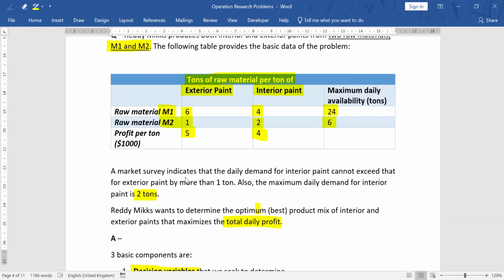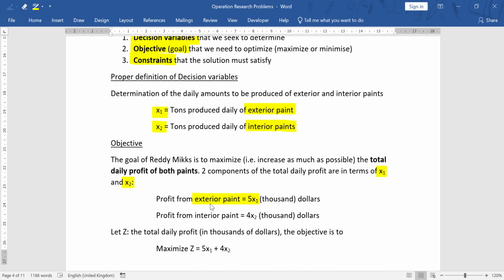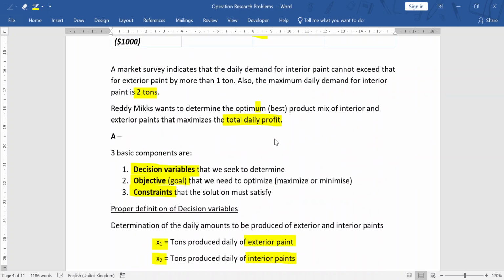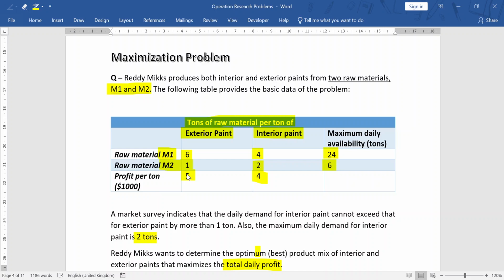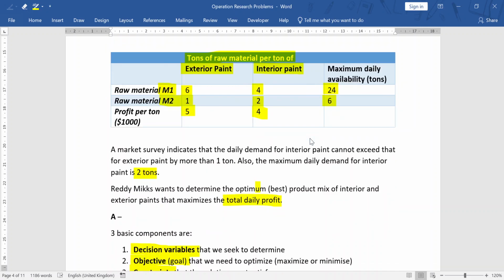Now we have profit 5x1 from exterior paint, and in a similar manner interior paint is 4x2, so 4 into the number of tons of interior paint produced daily, in terms of $1,000. So to reduce the calculation, they have reduced the figure from $1,000 and taken only 5.